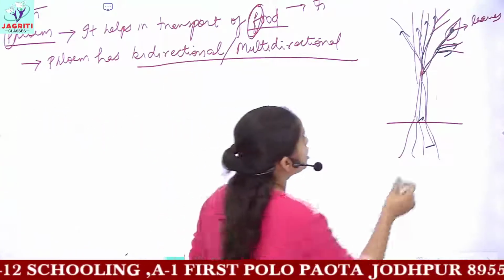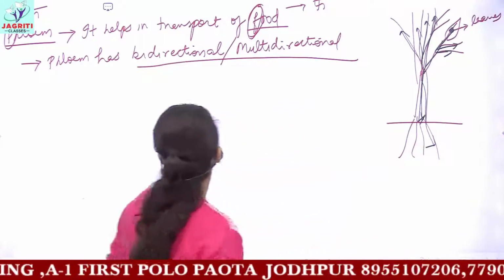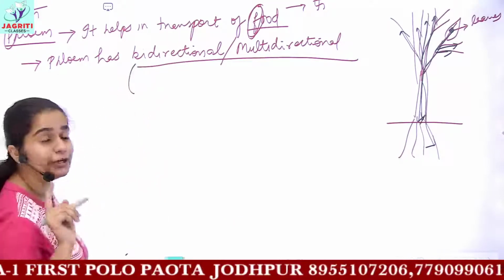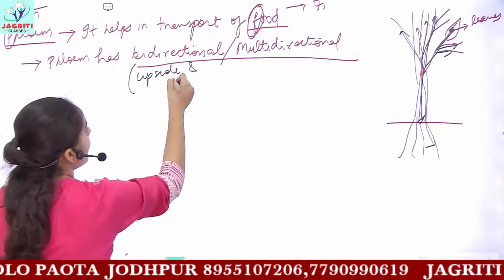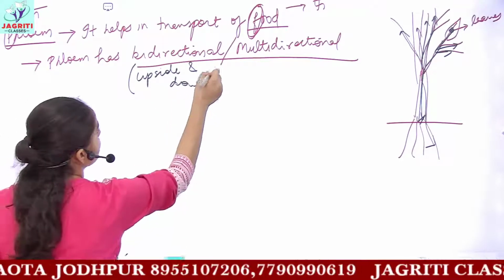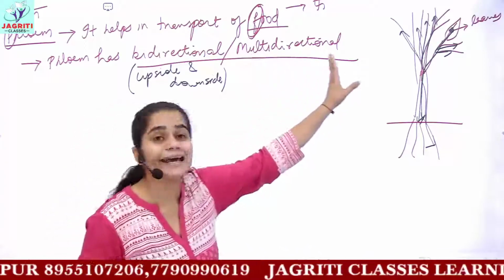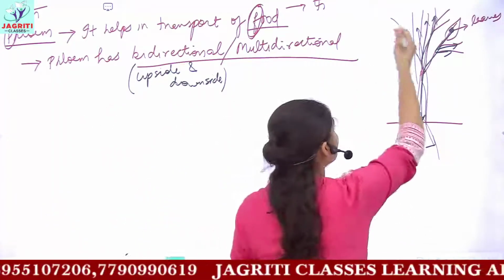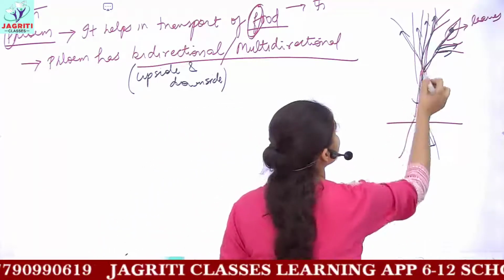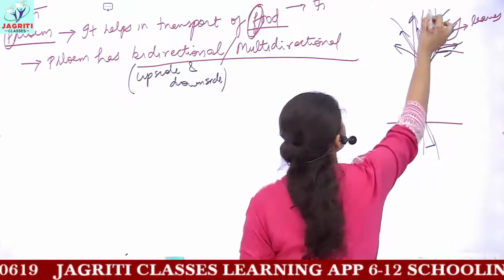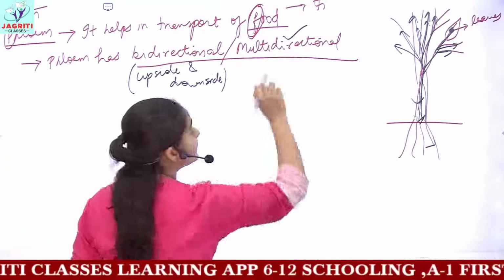So you can say that it has bidirectional flow. Why? Because the food synthesized is moving upwards and downwards. Bidirectional means the food is moving in both directions, that is upside and downside. And the more appropriate term would be multi-directional, because this food is moving in every possible direction. It is moving downwards, it is moving to other branches, to the top parts. So we can say that the flow is multi-directional.